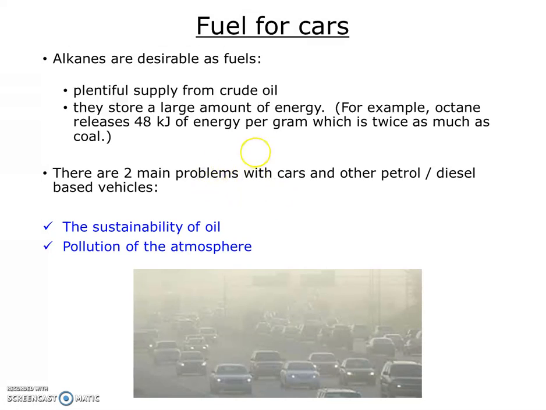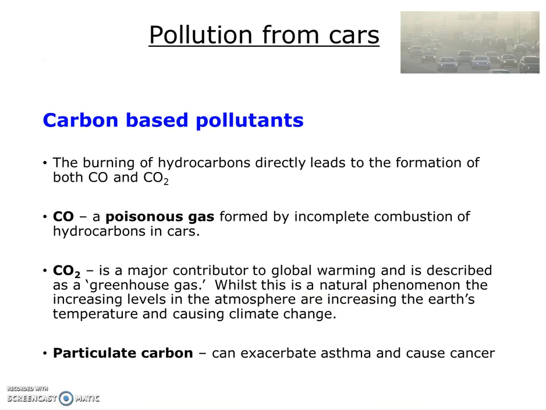But as I've said before, the issues are sustainability of the oil and the pollution in the atmosphere. And here's a nice little example of just what the smog can look like. Now, the pollution from cars, we're going to look at carbon-based pollutants, nitrogen-based pollutants, and also sulfur-based pollutants.